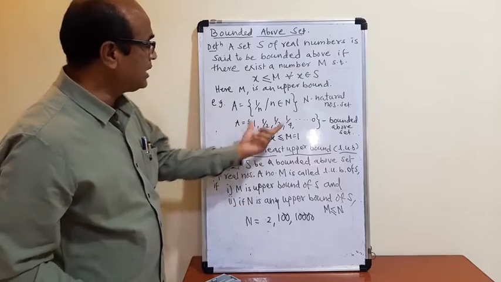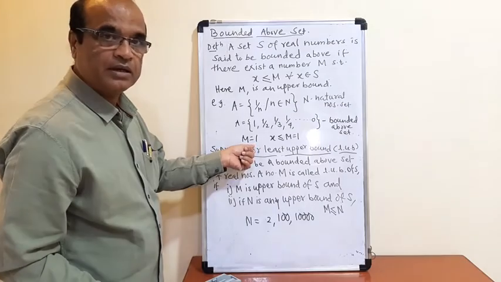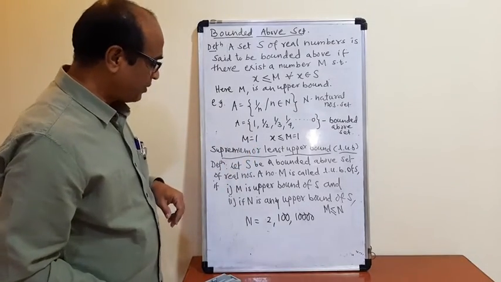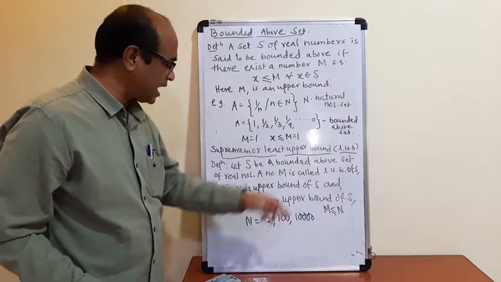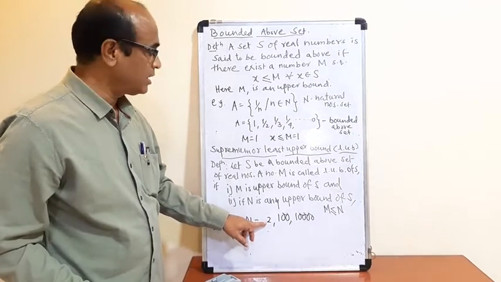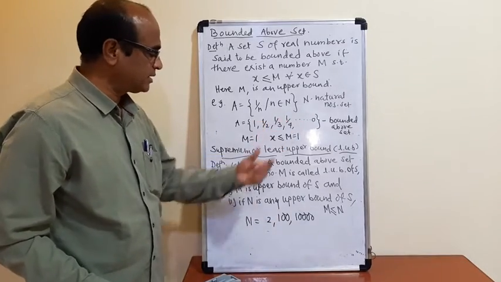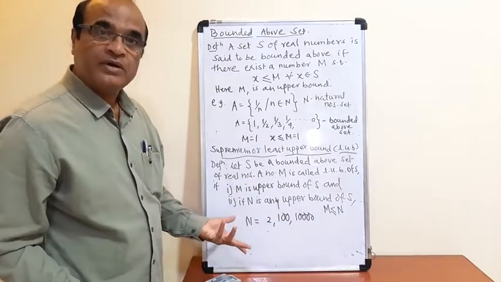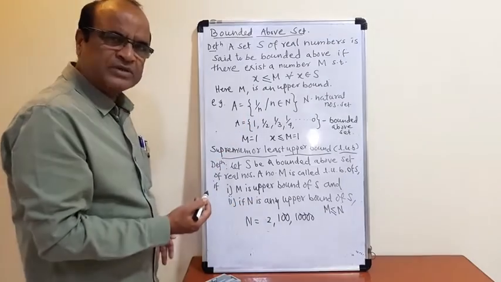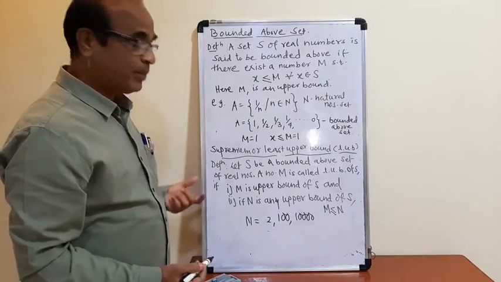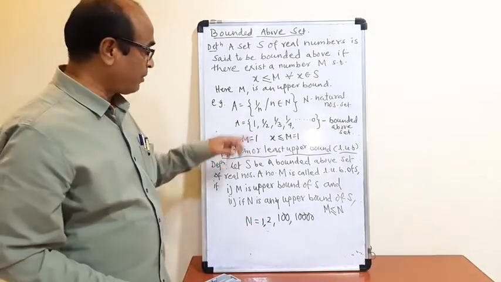Here M is an upper bound, which means all the elements of this set are less than or equal to 1. We take another upper bound: 2 is also an upper bound, because all the elements of this set are less than 2 also. All the elements are less than 100 also, and less than 10,000 also. So there are so many upper bounds, but we need only the upper bound 1. 1 is the upper bound of this set.